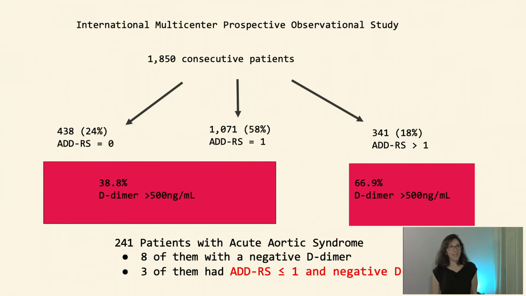So of those 1,850 patients, they found that about a quarter of them had an aortic dissection detection risk score of 0, a little over half of them had a score of 1, and about 20% of them had a score of 2 or greater. As you might not be shocked by, the D-dimer positivity increased as the aortic dissection detection risk score increased, but 8 patients had a negative D-dimer and a dissection, and 3 patients had a negative D-dimer and what was considered a low risk aortic dissection detection risk score. So 241 patients, and the score would have missed 3 of them.